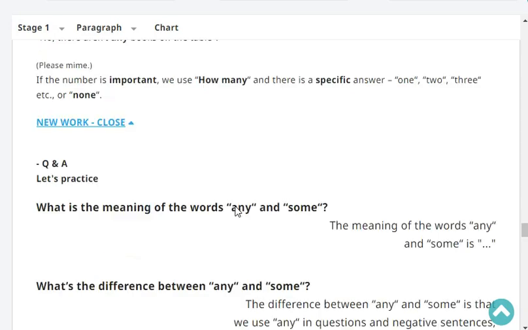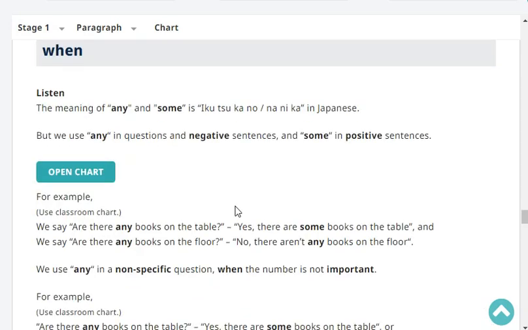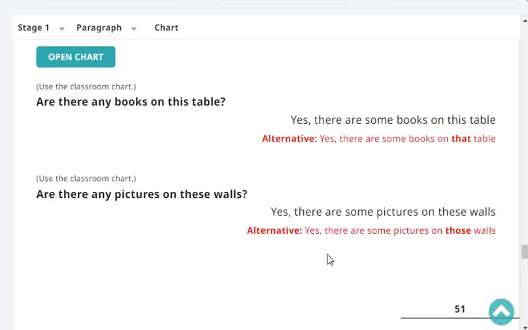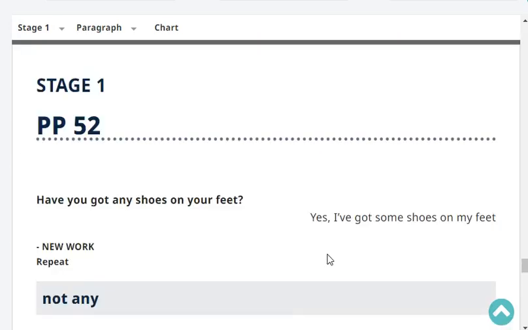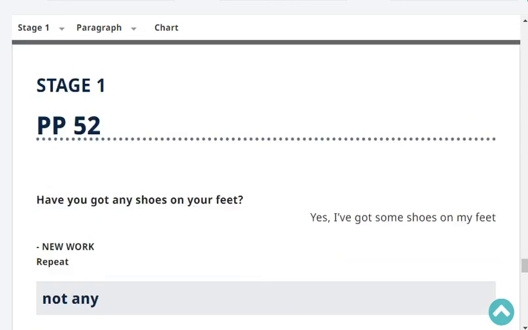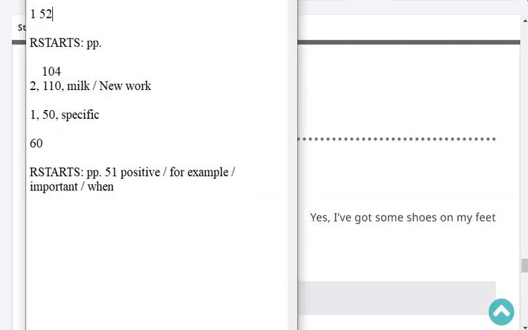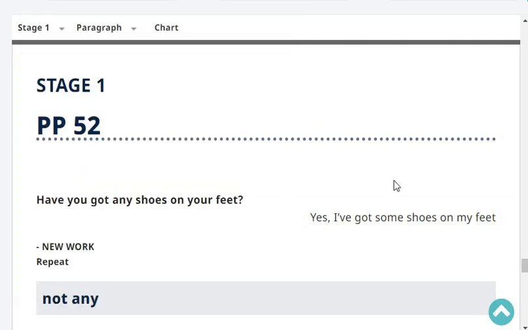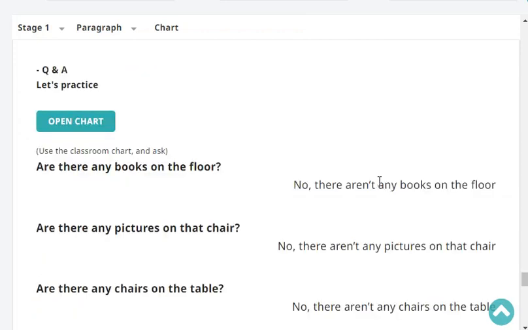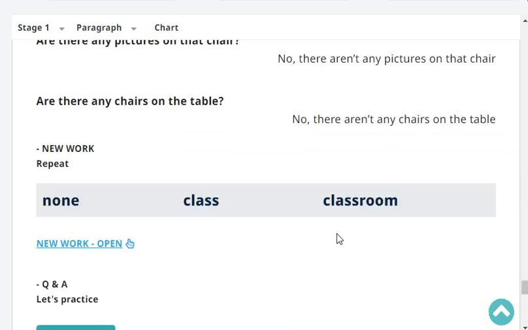Yes, there are some books on this table. Are there any pictures on these walls? Yes, there are some pictures on these walls. Have you got any shoes on your feet? Yes, I've got some shoes on my feet. Not any. Are there any books on the floor? No, there aren't any books on the floor. Are there any pictures on that chair? No, there aren't any pictures on that chair. Are there any chairs on the table? No, there aren't any chairs on the table.